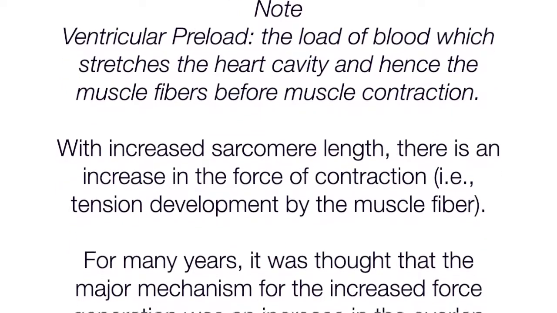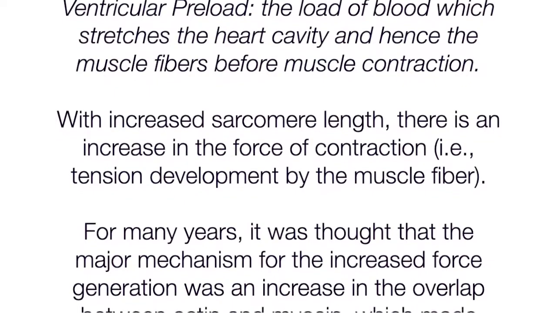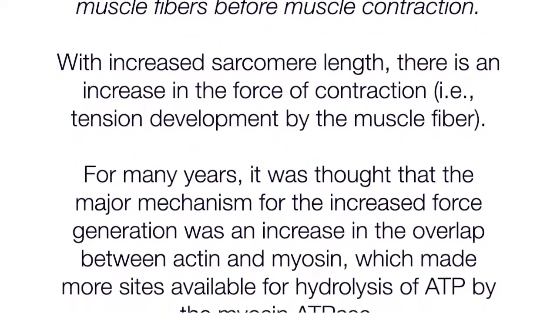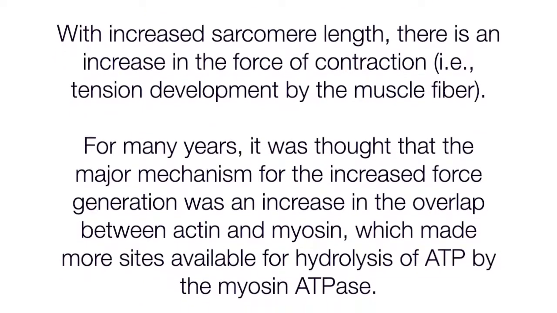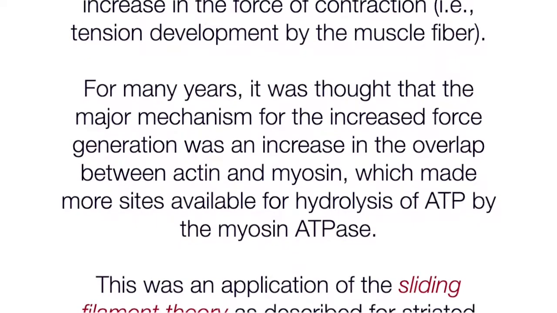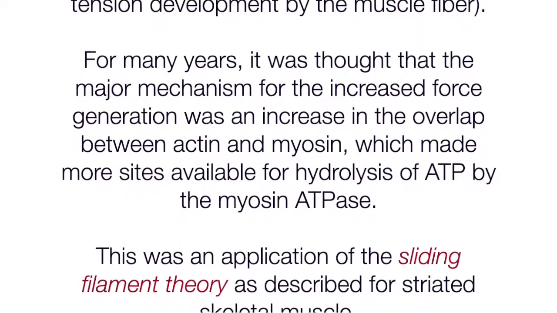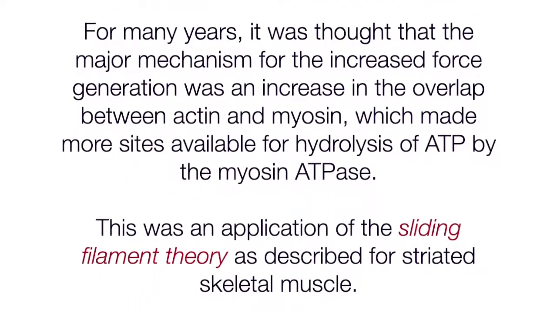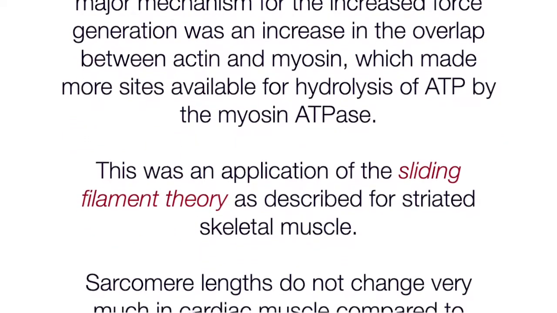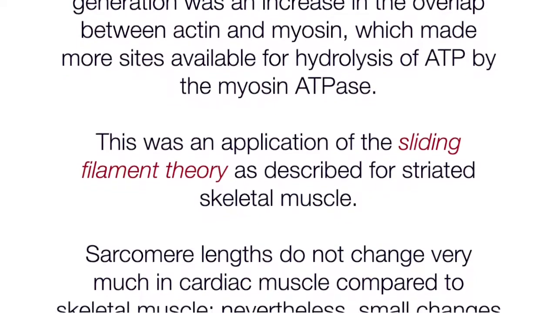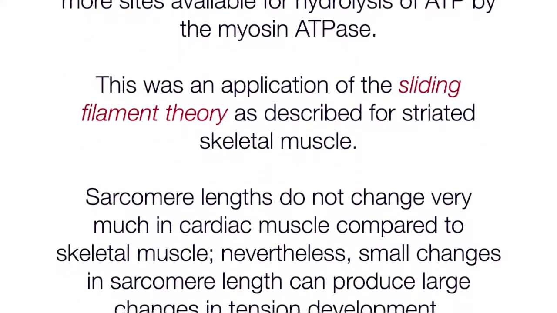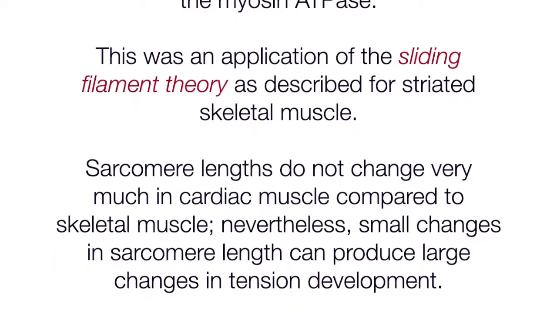muscle fiber. For many years, it was thought that the major mechanism for the increased force generation was an increase in the overlap between actin and myosin, which made more sites available for hydrolysis of ATP, that is adenosine triphosphate, by the myosin ATPase. This was an application of the sliding filament theory as described for striated skeletal muscle.